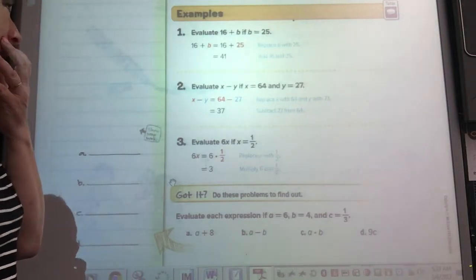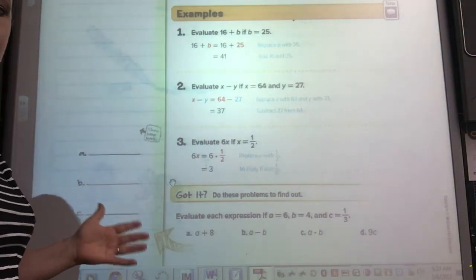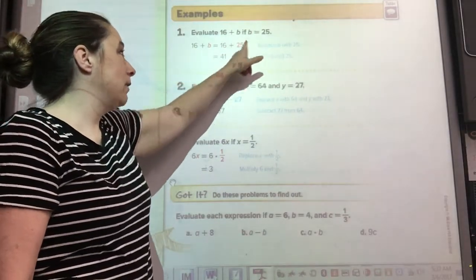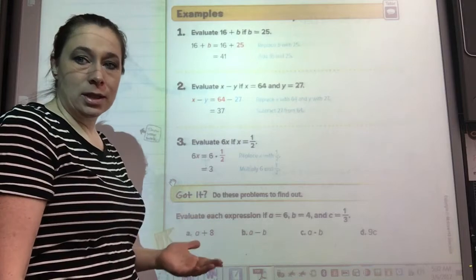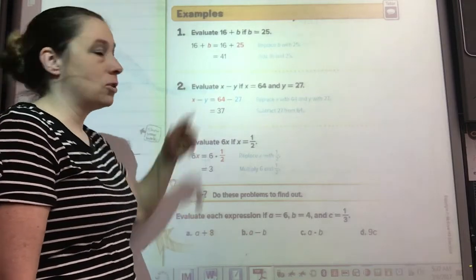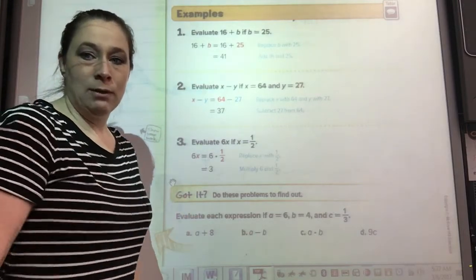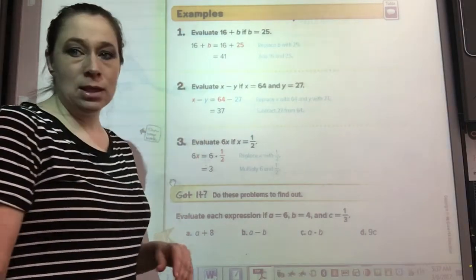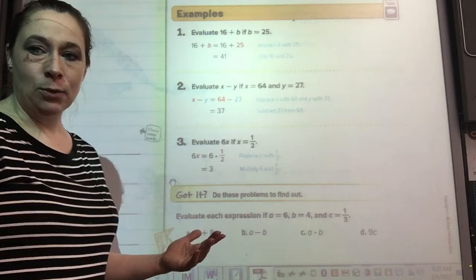So if b is 25 and we have 16 plus b, then all we have to do is take whatever b is, 25, and plug it in. And then do 16 plus 25. And our answer would be 41. That's how we evaluate. If we know what that variable stands for, then we can evaluate it and solve it.